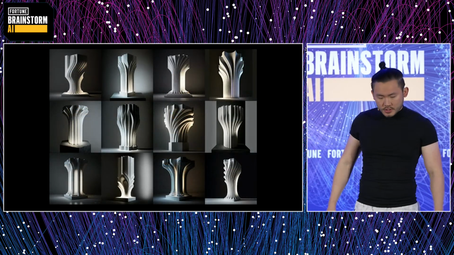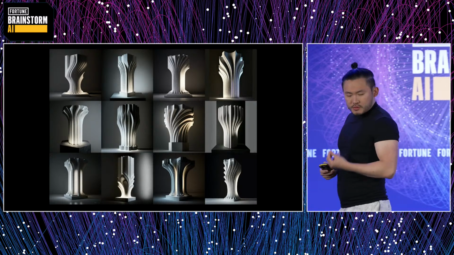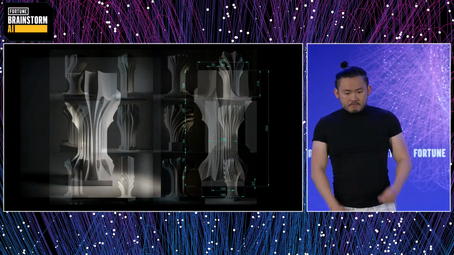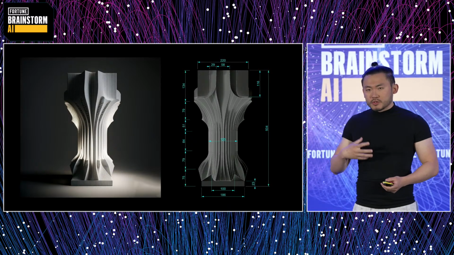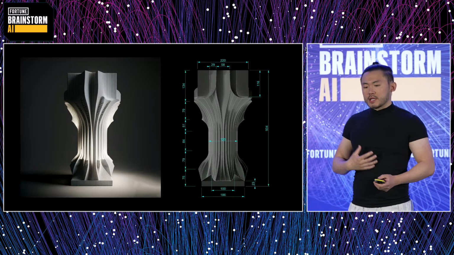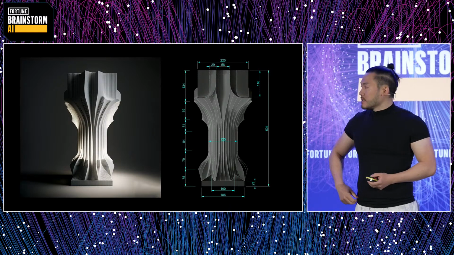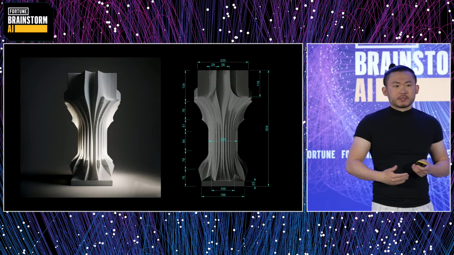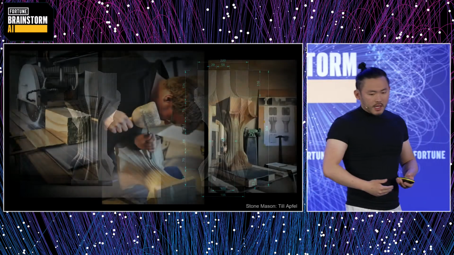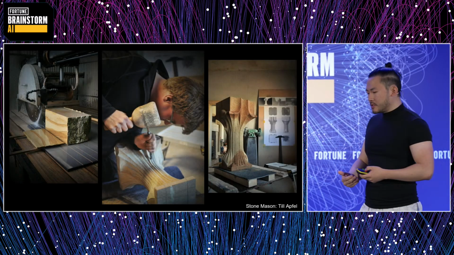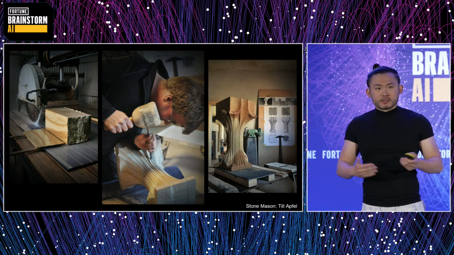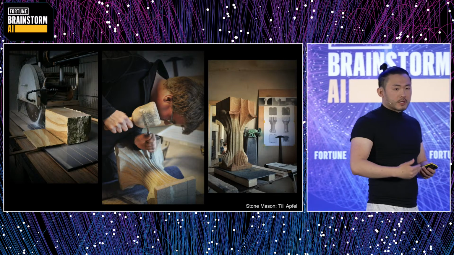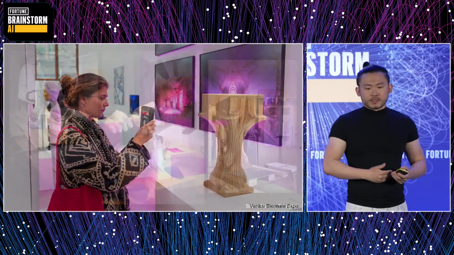Okay. So at some point I wanted to materialize it. I designed some columns and used more of a contemporary language to design them with AI, and then rationalized it into a 3D modeling process. And I sent the model to a collaborator, a stonemason by the name of Till, who took these beautiful stones in Dresden and carved them in real life, following the drawings that I've made.